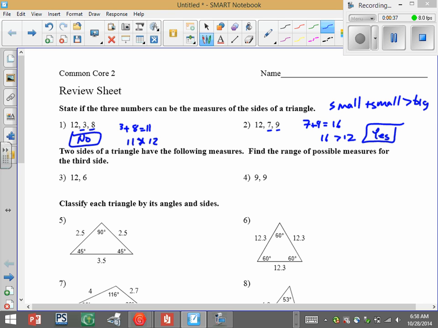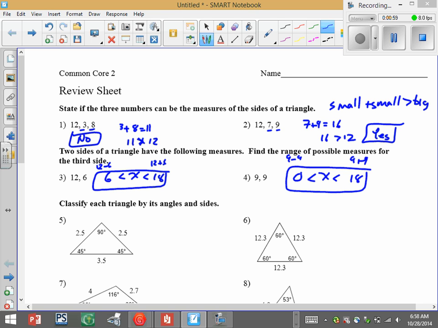Two sides of a triangle have been given, so find the range for the possible third side. Remember, this is where you'll subtract and then you'll add. So you got x's in the middle, so you do 12 minus 6, which is 6, and then 12 plus 6, which is 18. Same thing over here, so x is in the middle. So 9 minus 9 is 0. 9 plus 9 is 18.